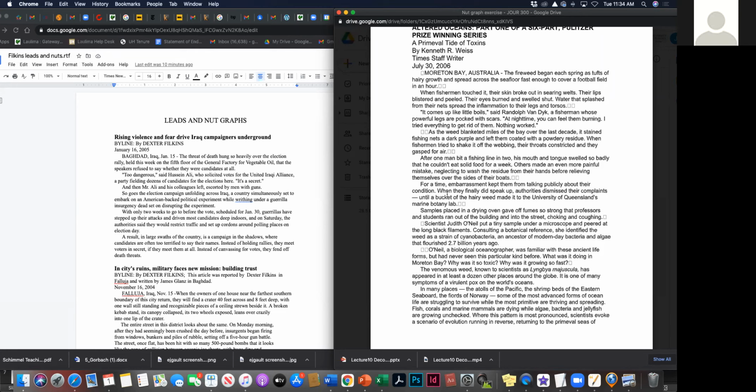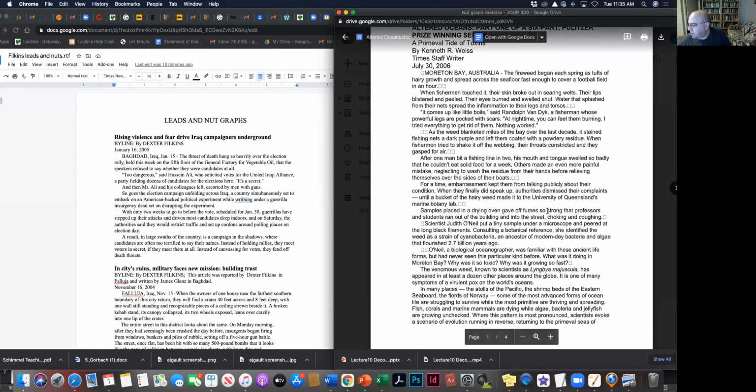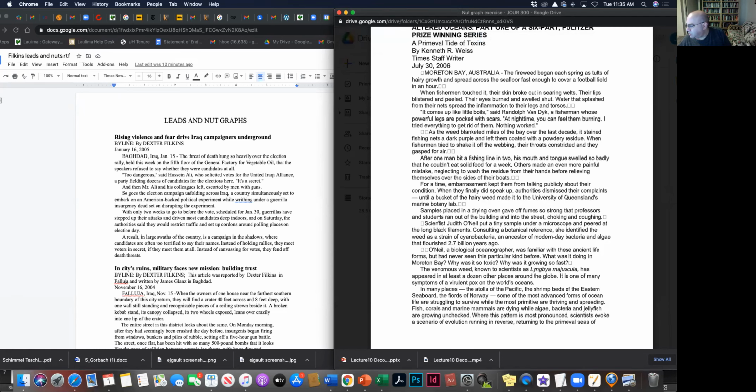Let me pull up. They put samples in, and they can see that because of the strains of cyanobacteria, which is related to modern day bacteria and algae that flourished around 2.7 billion years ago. Right. Well, it says here they put it in, what does it say? Samples placed in a drying oven gave off fumes so strong that professors and students ran out of the building and into the street, choking and coughing.